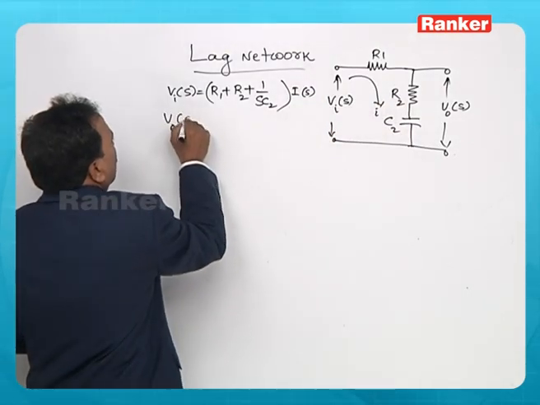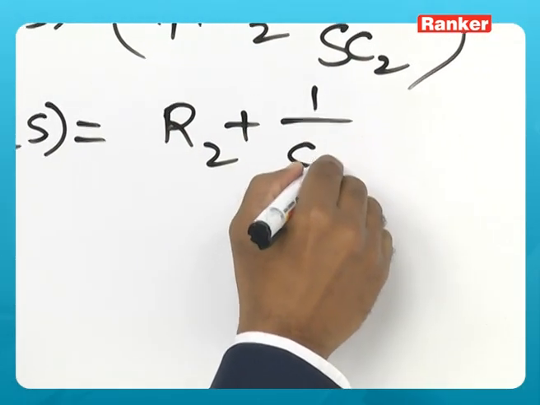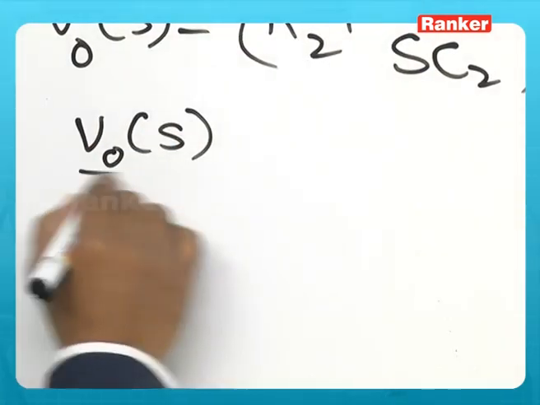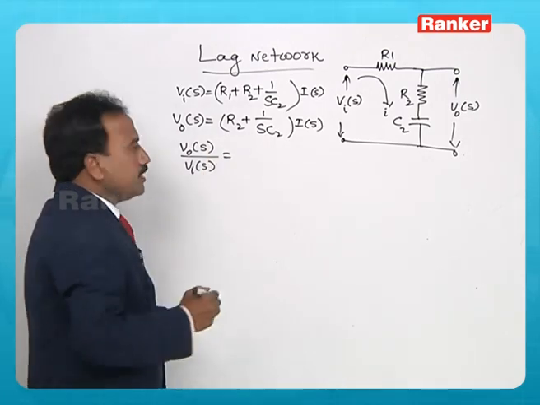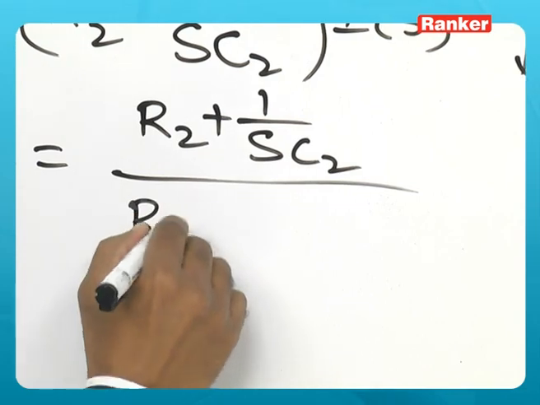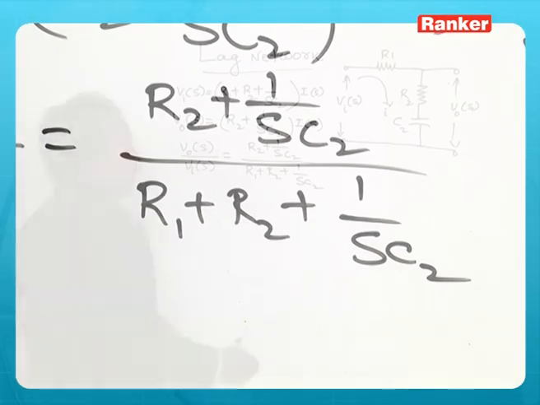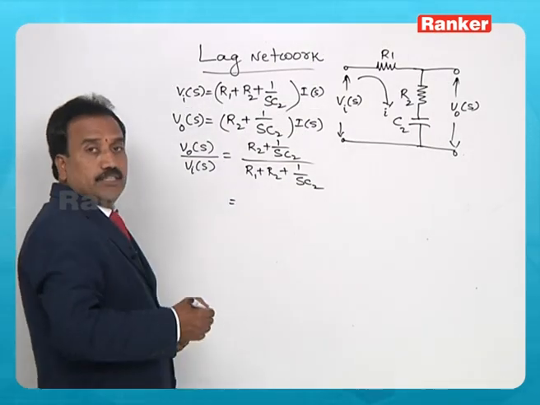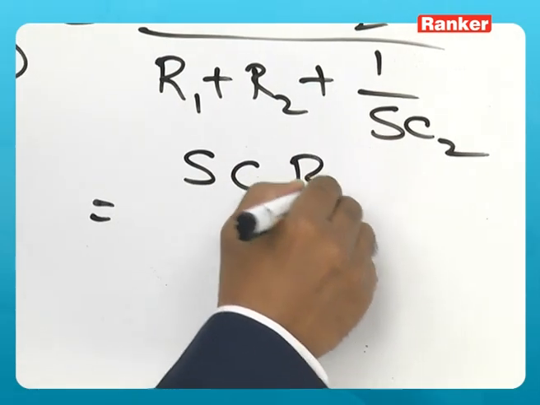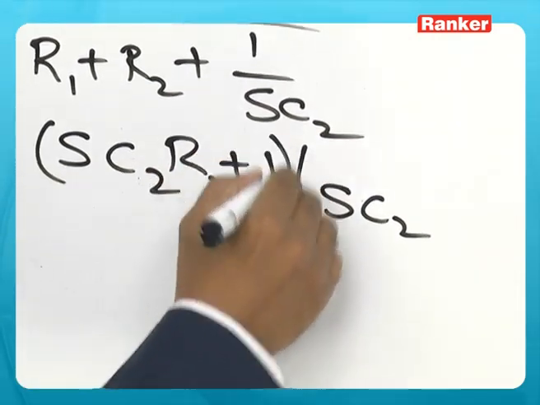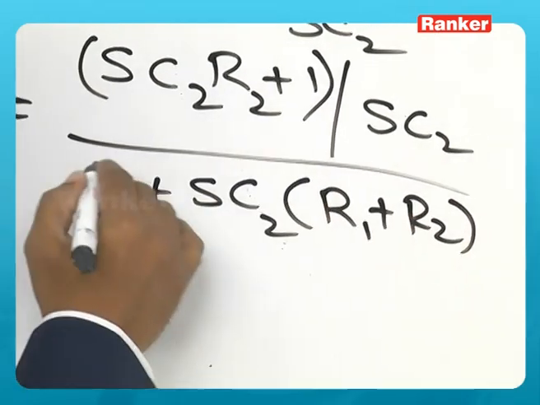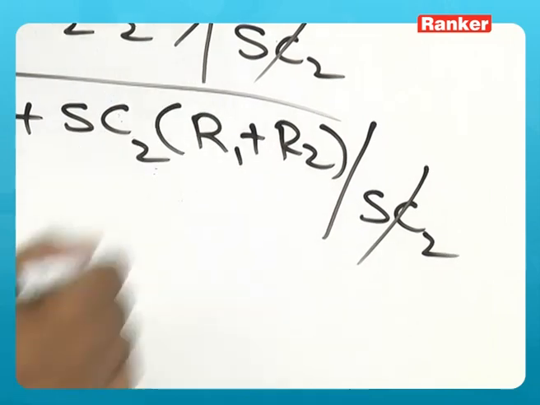And the output equation: V0 of s is equal to R2 plus 1 by SC2 into I of s. Now I can get the transfer function V0 of s by Vi of s. It is R2 plus 1 by SC2 by R1 plus R2 plus 1 by SC2. Further simplification of this, to see at what location the pole and zero are actually created. So you can see that SC2 R2 plus 1 by SC2 divided by 1 plus SC2 into R1 plus R2 whole by SC2. These two get cancelled.